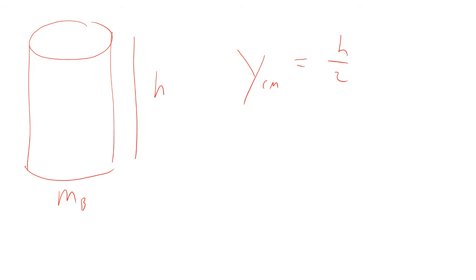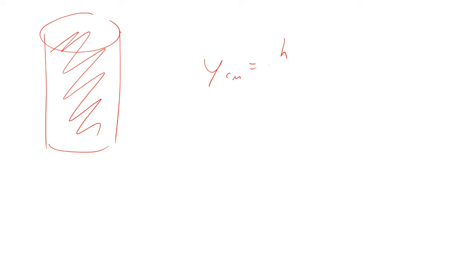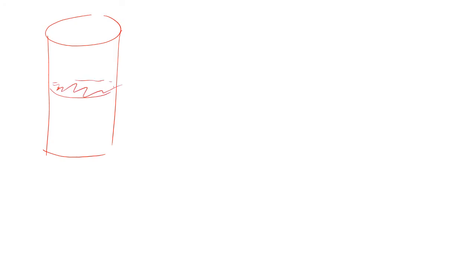Okay, makes sense. So now your barrel here is filled with water. Where's the center of mass? Still h over 2. No big deal there. Now your barrel has water in it. It's got some area A, and the water only fills the bottom half of it. So where's the center of mass?